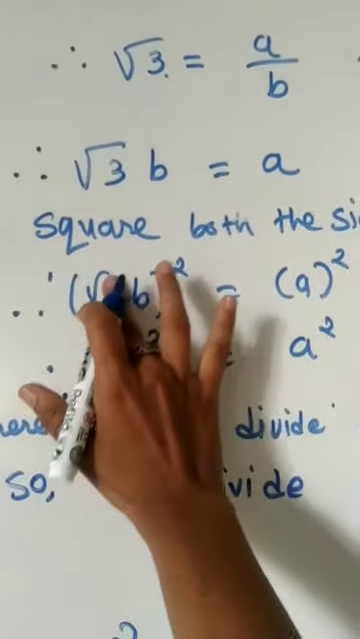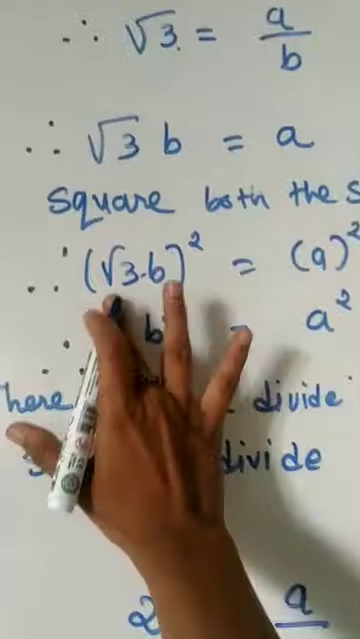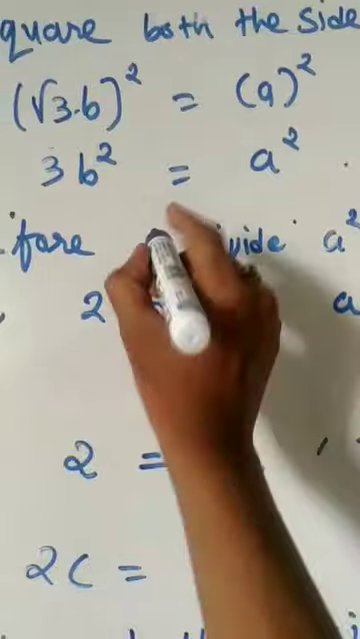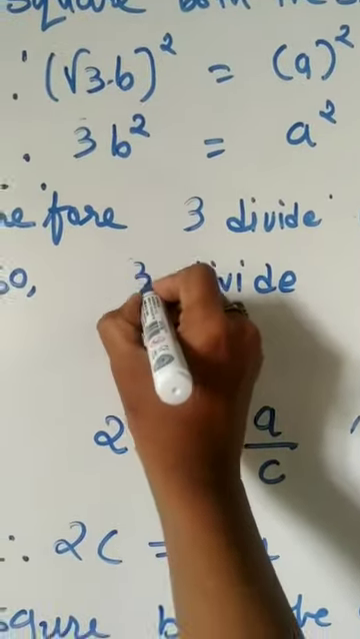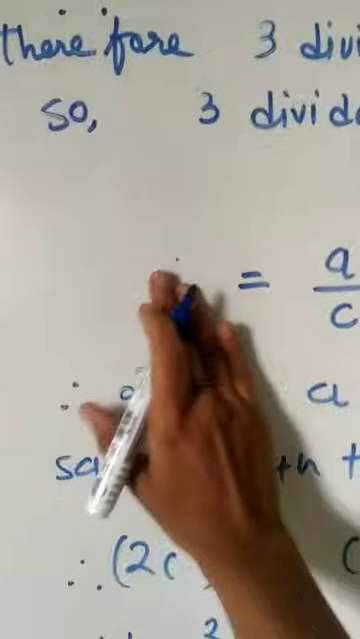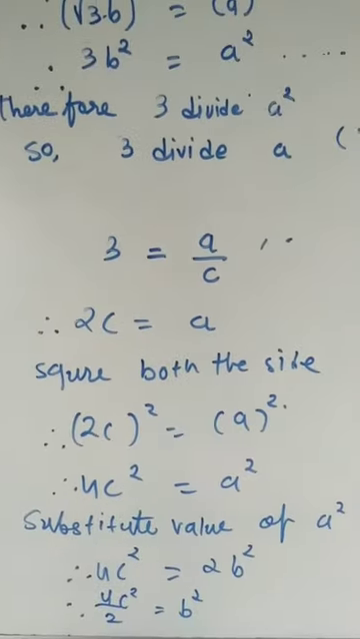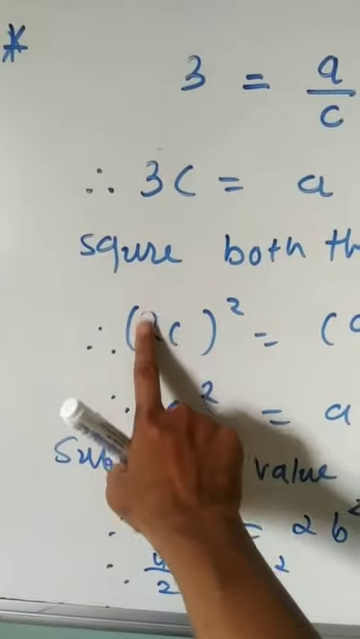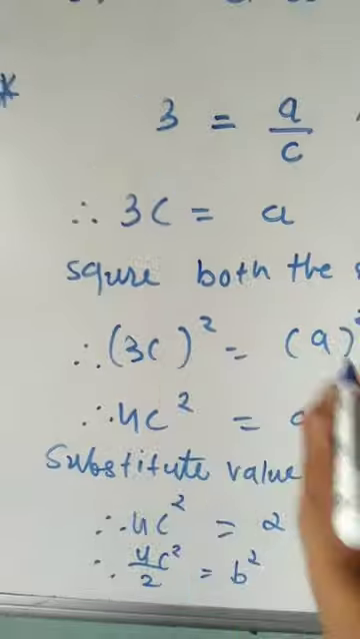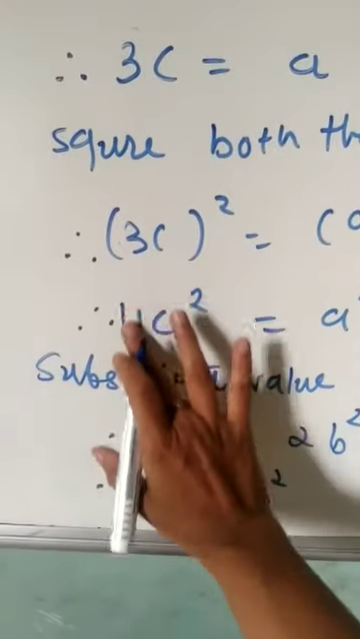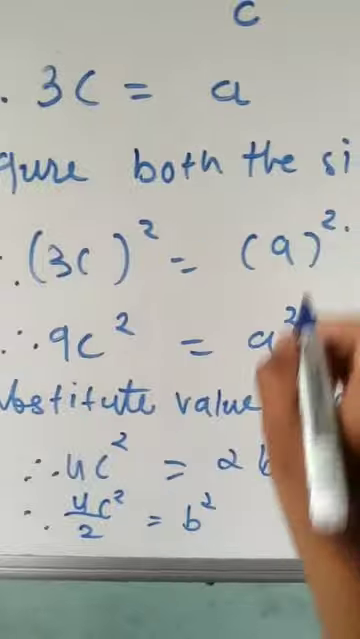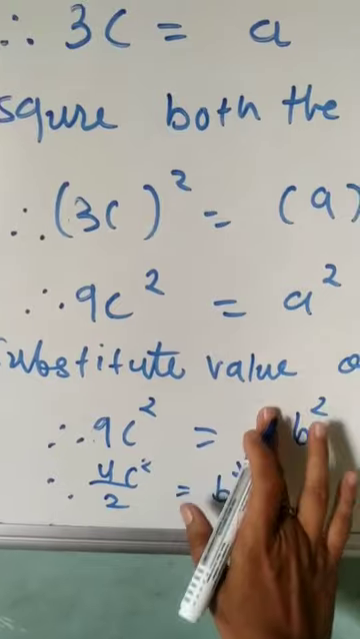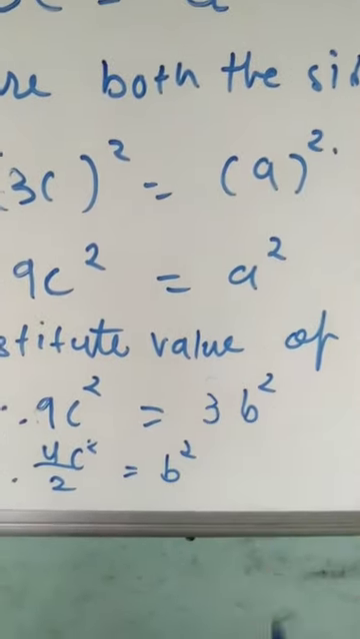So here again you will write root 3 b square, and here it will become 3b square. Here you will write that 3 divides a square, here you will write 3. Here you will guess that a is equal to 3c, so it will become 3. Again when you are squaring, it will become a square equals 9c square, and the square of 3 will become 9, and when you are substituting over here it will become 9c square, and from 1 when you are substituting it will become 3b square.